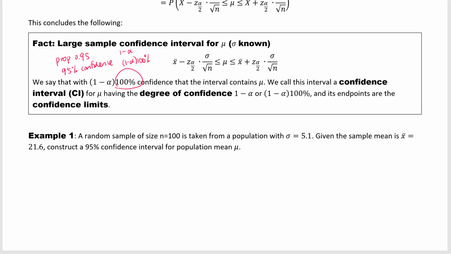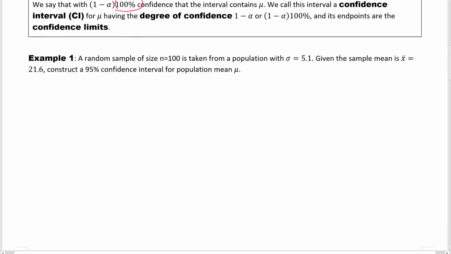So far, so good, everybody? It's very similar to what we learned before, but now, instead of getting a point, we take into account the error bound so that we get a range, an interval.